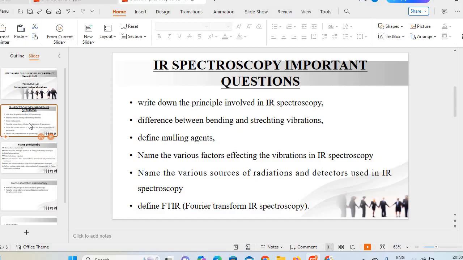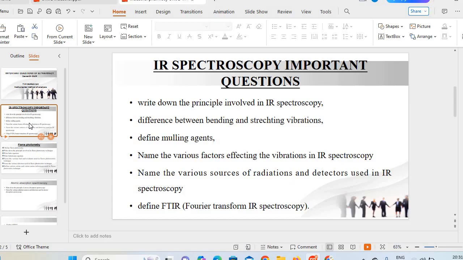Define Mulling agents and give some examples. This is also a very important question. Next is: name the various factors affecting the vibrations in IR spectroscopy. I already covered the second question on bending and stretching vibrations. The fourth question is: what are the factors which affect the vibrations in IR spectroscopy? This is a very important question.